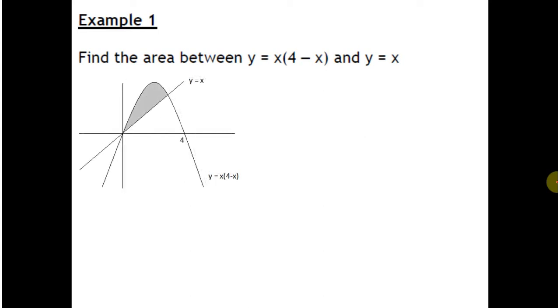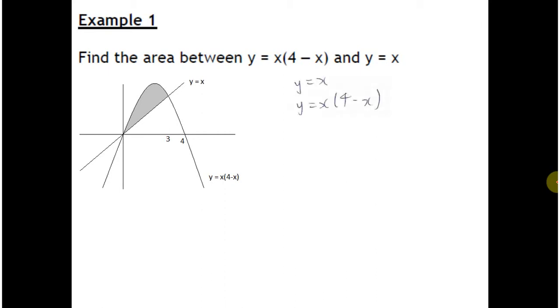We want the area in between the two curves, so that's the shaded region. The next problem we have is that we don't actually know where the two curves cross in order to get our limits for our integration. Now it crosses at x equals 3.